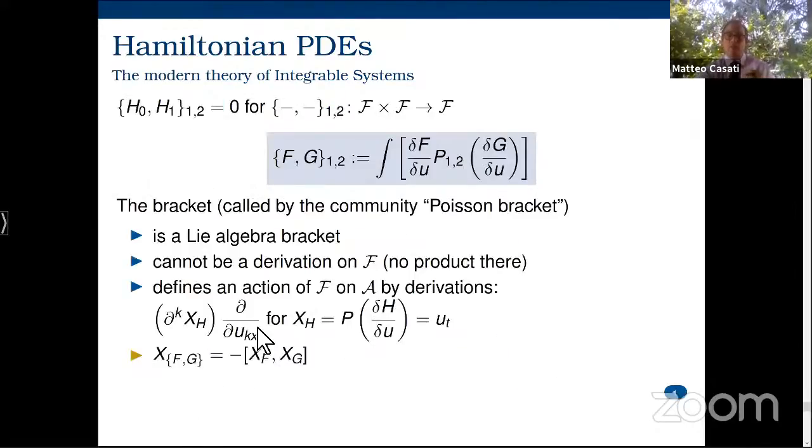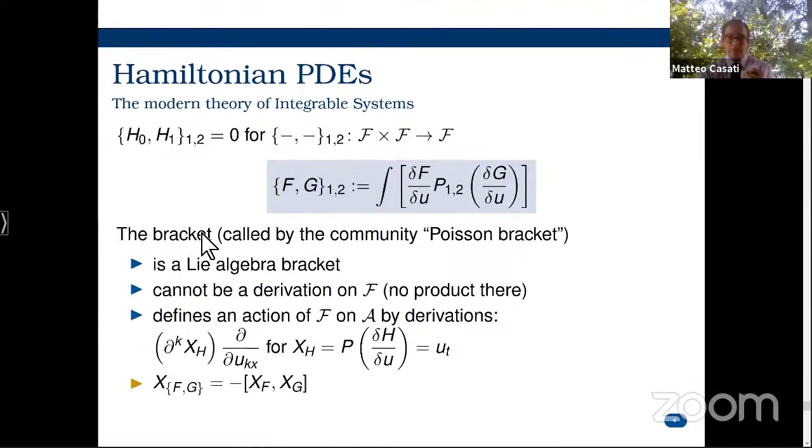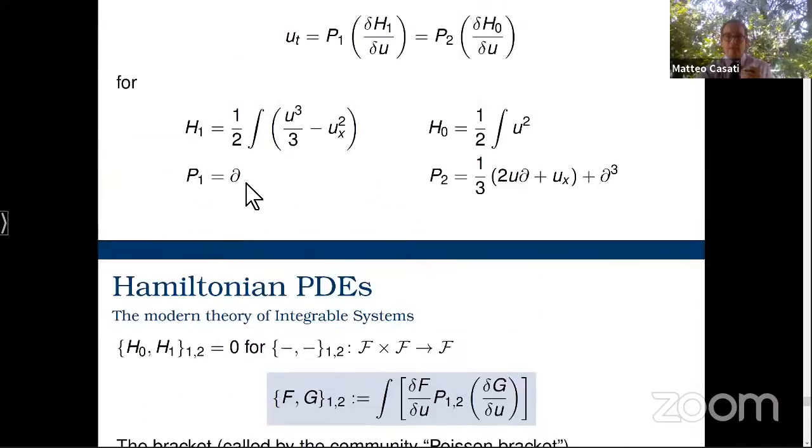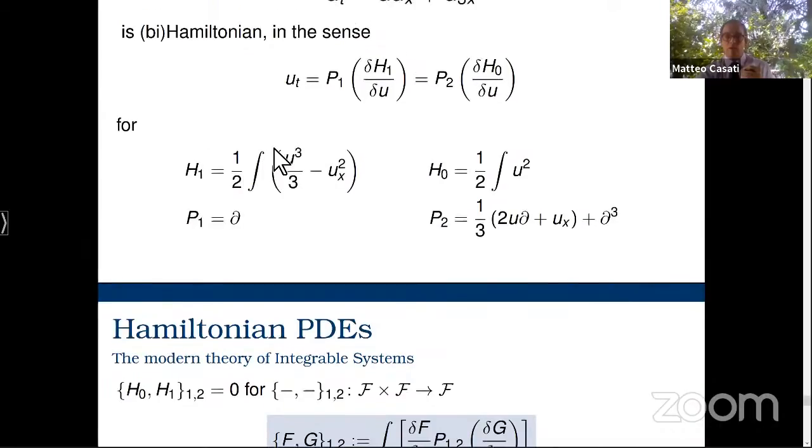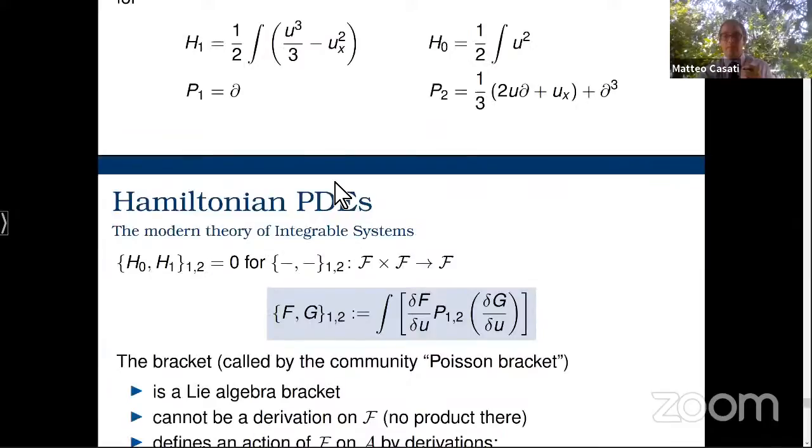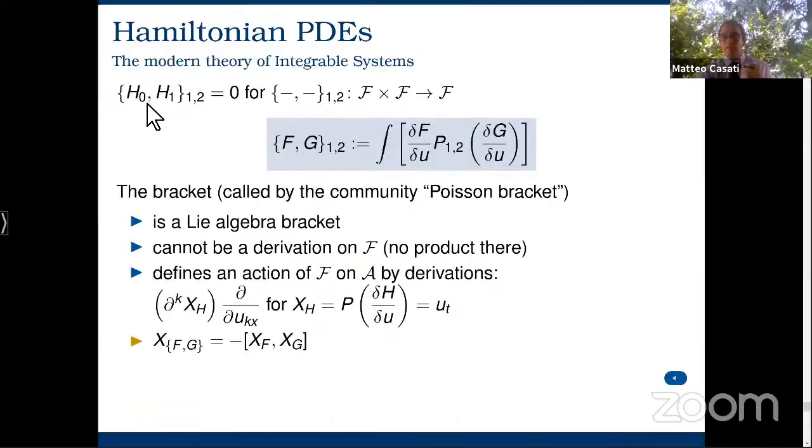The idea is that, of course, Hamiltonian, as I wrote before, means not only that this equation of motion can be written in these two different ways, but also that the Poisson brackets between these Hamiltonians, according to either or both of the Poisson brackets defined by the operator, are in involution.